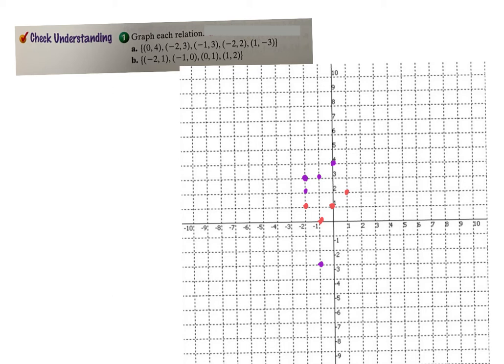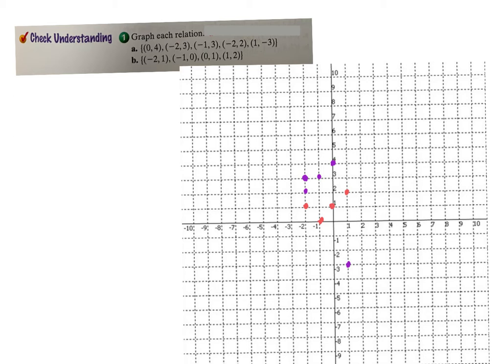All right, so it should look something like that. You have 0, 4, -2, 3, -1, 3, -2, 2, 1, -3, and I did that backwards. That was -1, -3. We'll move him over. And then for the other ones, you should have had -2, 1, -1, 0, 0, 1, and then 1, 2, all right?